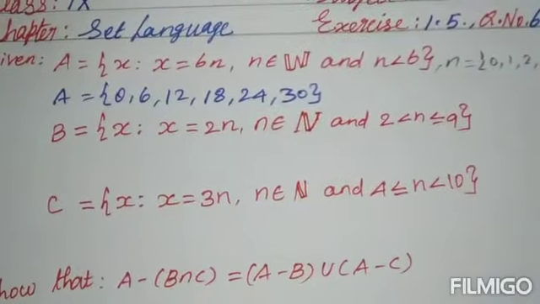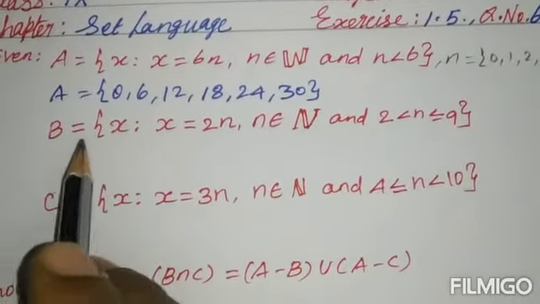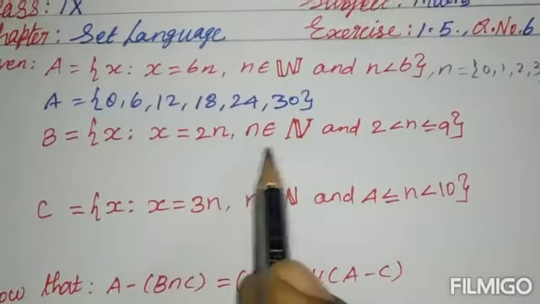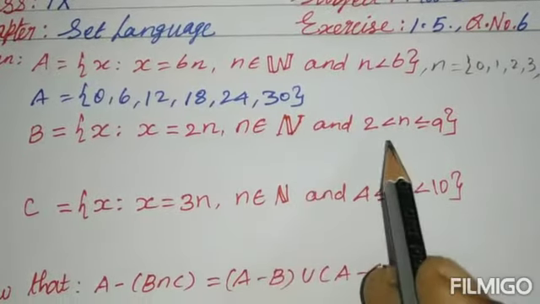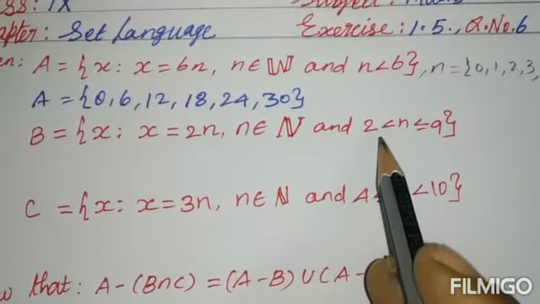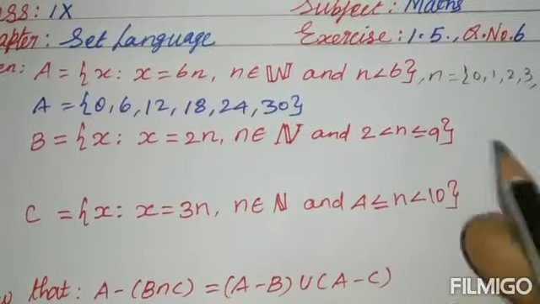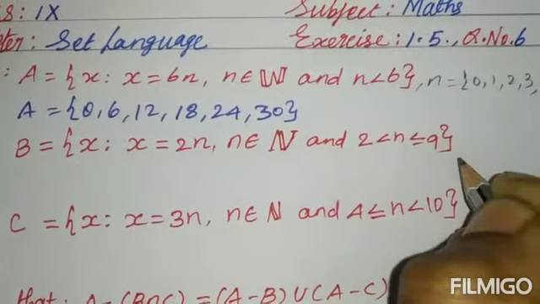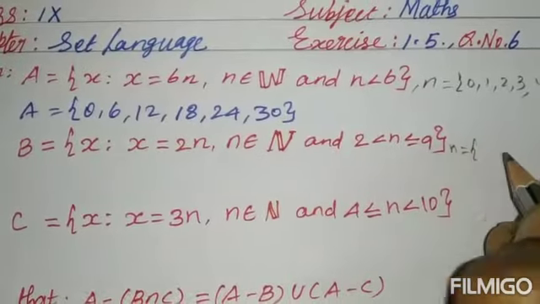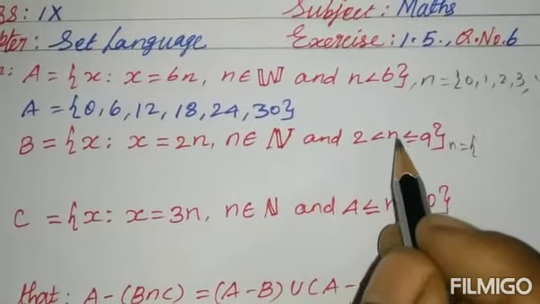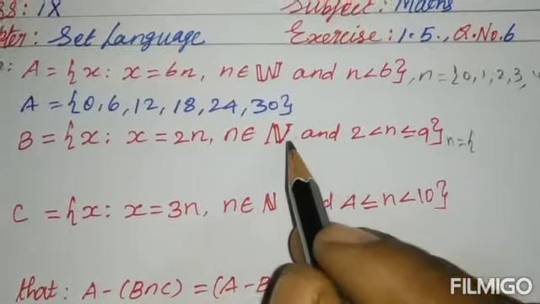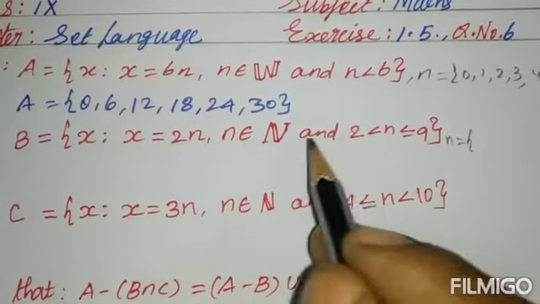Next we have to list the elements of B. So B is equal to the set of all x such that x is equal to 2n, where n belongs to natural numbers and n is greater than 2 and less than or equal to 9. So here, let us see what they have said about the n value: n values must be greater than 2, and we must write up to 9. Also it must be in the natural numbers.